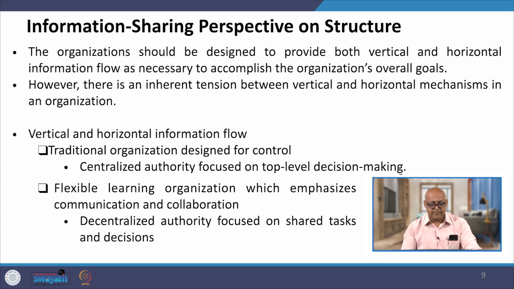The organization should be designed to provide both vertical and horizontal information flow as necessary to accomplish the organization's overall goals. However, there is an inherent tension between the vertical and horizontal mechanisms in an organization. The vertical information flow is the traditional organization designed for control, with centralized authority focused on top-level decision making, while the flexible learning organization emphasizes communication and collaboration, with decentralized authority and a focus on shared tasks and decisions.